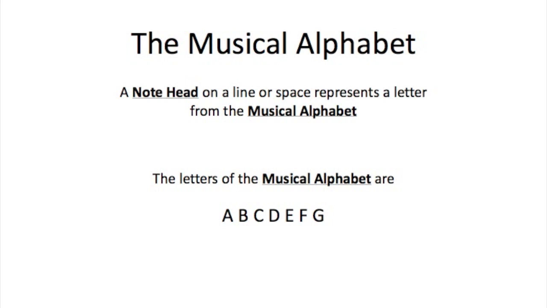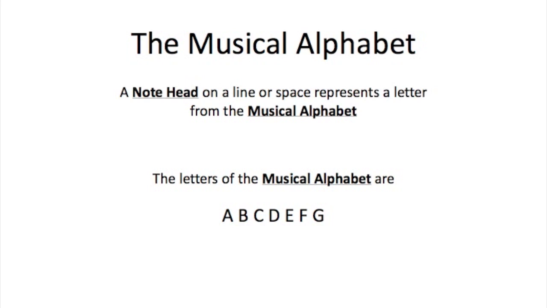The musical alphabet does not use all of the letters of the normal alphabet. The musical alphabet consists of the letters A through G. It's important to become comfortable saying the musical alphabet both forward and backwards. A, B, C, D, E, F, G, G, F, E, D, C, B, A. Saying the musical alphabet backwards can be a challenge at first, but with a little practice it can become very easy, and it's important that you become comfortable with it early on.